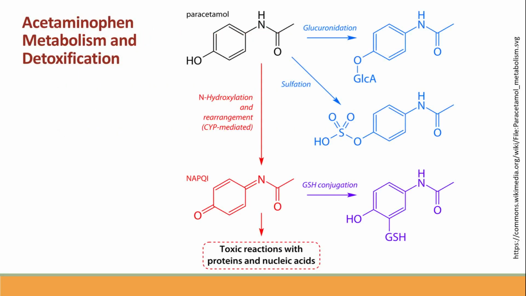After absorption, acetaminophen is mainly conjugated via glucuronidation and sulfation as shown in blue. A small fraction is metabolized through the cytochrome P450 pathway, particularly CYP2E1, into the toxic metabolite N-acetyl-p-benzoquinone imine, or NAPQI. Under normal circumstances, NAPQI is neutralized by glutathione.